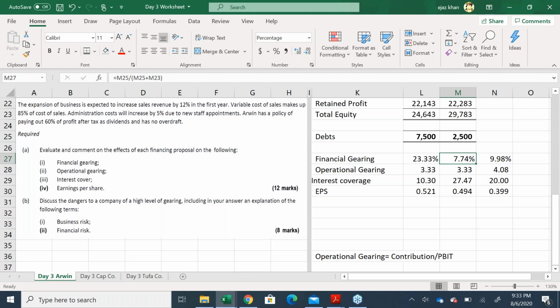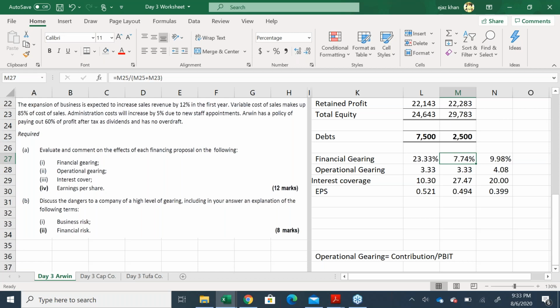But whether the 23.33% is acceptable or not, we have to look at the industry averages. Definitely, this is our limitation, right? We don't know whether the 23.33% is a high gearing or low gearing because we don't have industry statistics. So this is what we have to mention in the question, okay?